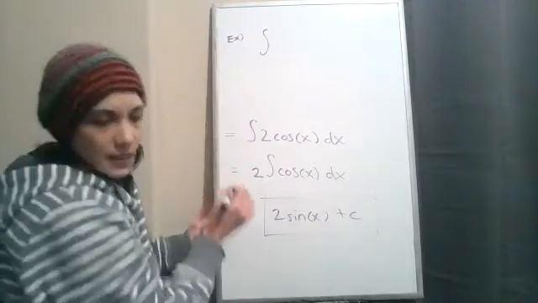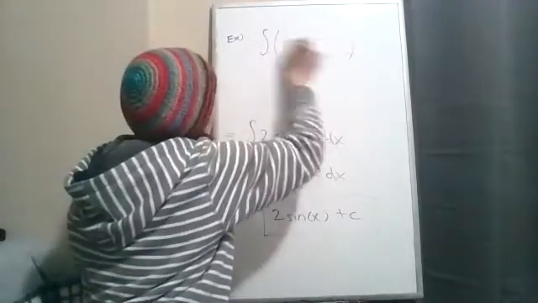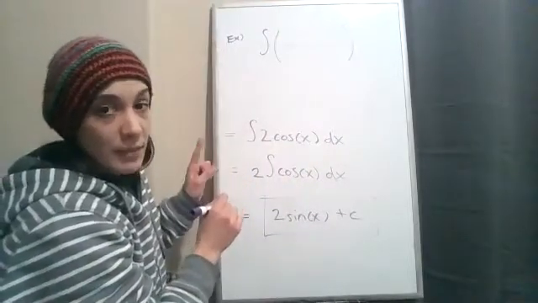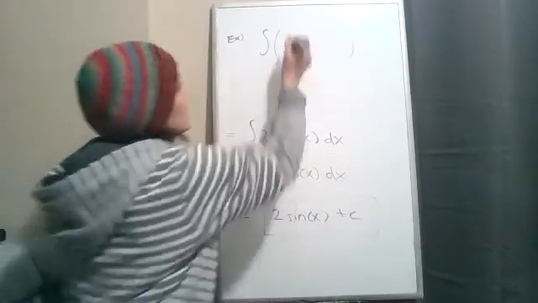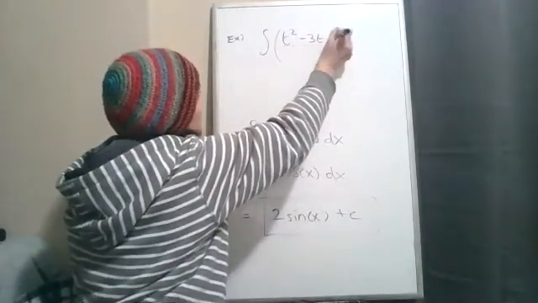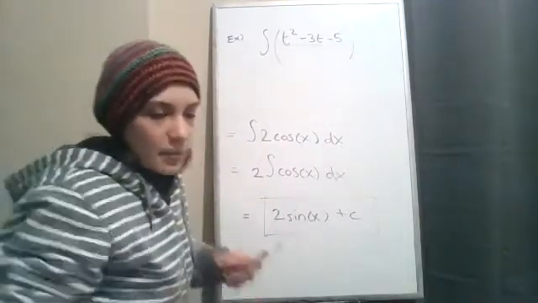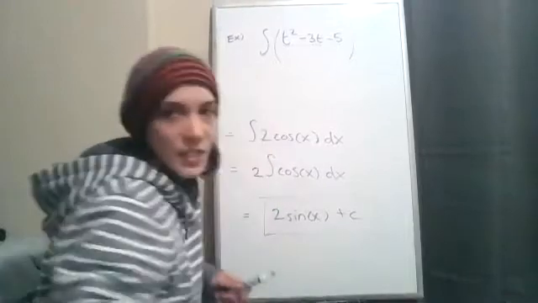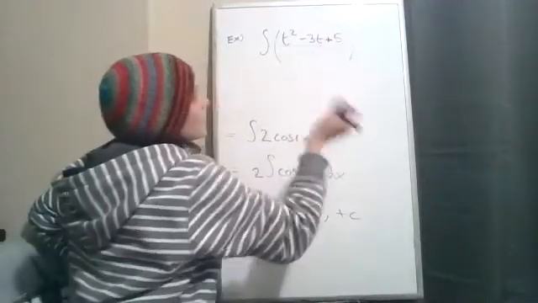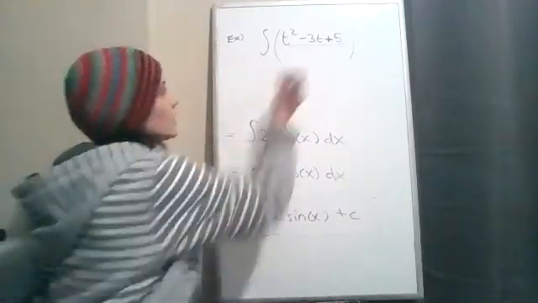Okay, integrate this whole thing here. In the numerator, it's going to have t squared minus 3t plus 5. Denominator has the root of t.